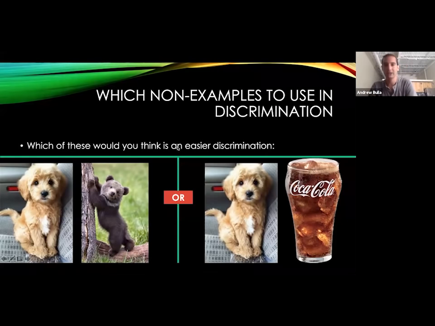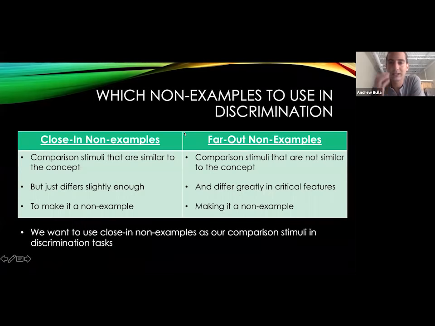So when we're planning for our instruction, we want to teach with what's called close-in non-examples. Close-in non-examples are comparison stimuli that are similar to the concept, but differ just slightly enough to make it a non-example. So I like to think of it as it looks like the concept, it smells like the concept, but it ain't the concept, right?